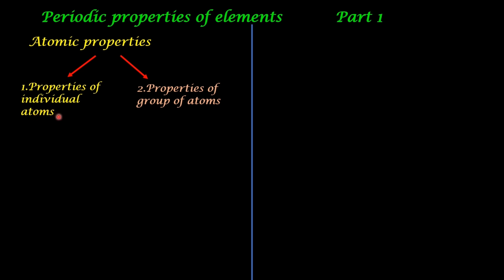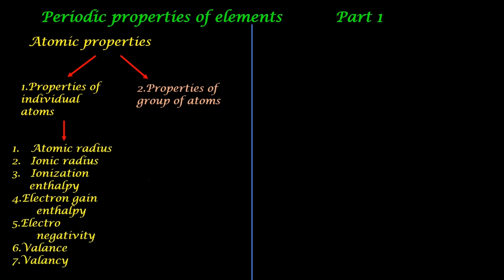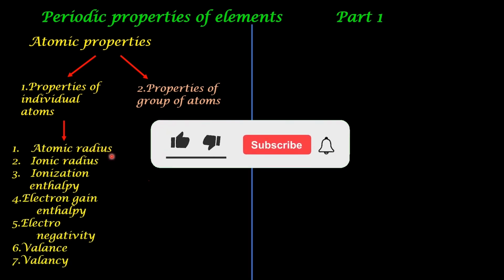Individual atoms have a set of properties. Please remember, in nature, atoms do not exist individually or in isolated condition, but they remain in groups. Matter exists in the form of groups of molecules, and when they remain in groups, they exhibit another set of properties. We will just list out first the properties of individual atoms. First and foremost, atomic radius. By atomic radius, we mean the size of the atom.